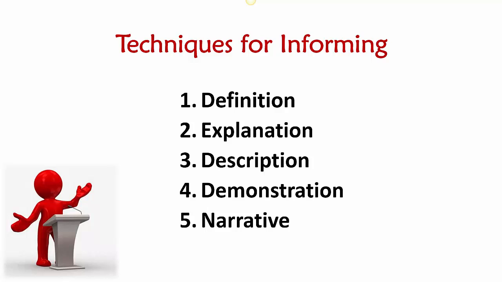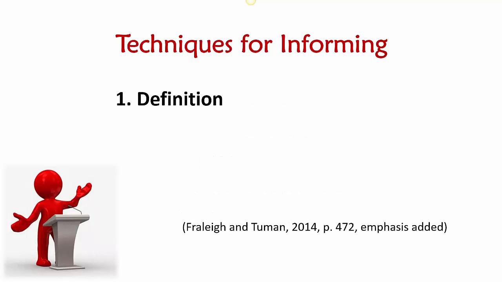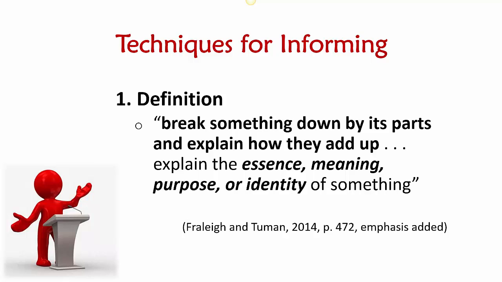What do these techniques involve? When we're engaging in definition, according to Fraley and Tuman, we're breaking something down by its parts and explaining how they add up, explaining the essence, meaning, purpose, or identity of something. If you think about it in terms of a dictionary, if you want to know what a word means, a definition provides you what that word actually means. But sometimes when we're talking about a complex phenomena, we need to define it in more substantive and complicated ways. So the definition isn't just going to be a one sentence, here's what this word means, but it might be an entire speech that establishes this is what this object or this event or this phenomenon is about.